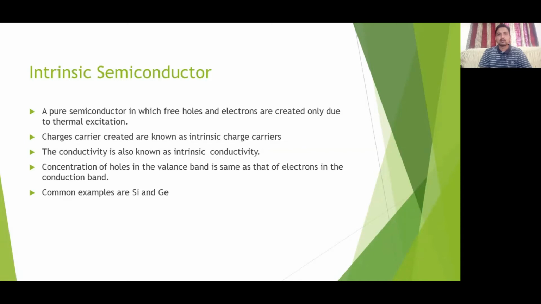The concentration of holes in the valence band is the same as that of electrons in the conduction band, because the holes are formed due to the excitation of electrons from the valence band which go up to the conduction band. So that is the reason that the concentration of electrons is the same as that of holes. Electrons are in the conduction band, and holes are created due to the absence of electrons in the valence band, which jump to the conduction band. Common examples of intrinsic semiconductors are silicon and germanium.